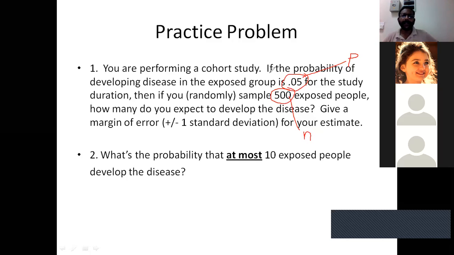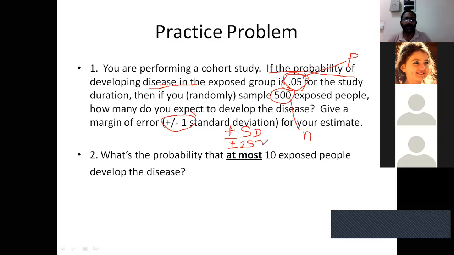So what we are trying to say is, the probability of prevalence of the disease, or developing the disease, is 0.05. Randomly you are selecting 500 samples, so 500 exposed people. How many do you expect to develop the disease? Give a margin of error of plus or minus 1 standard deviation. Sometimes you may be asked to give the margin of error as 2 standard deviations.